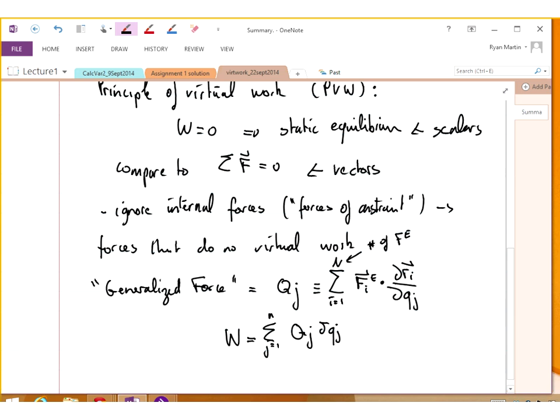And then after that, I wrote down a procedure for solving statics problems using the principle of virtual work. I'm not going to rewrite the procedure down, but we'll do a series of examples now where you can see how we can use the virtual work to solve simple static problems and get a little bit deeper understanding of what these generalized forces are.